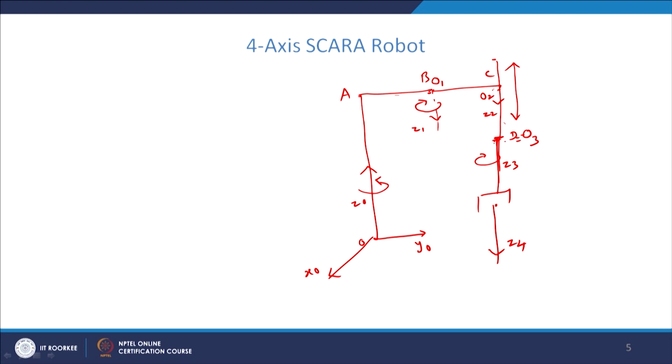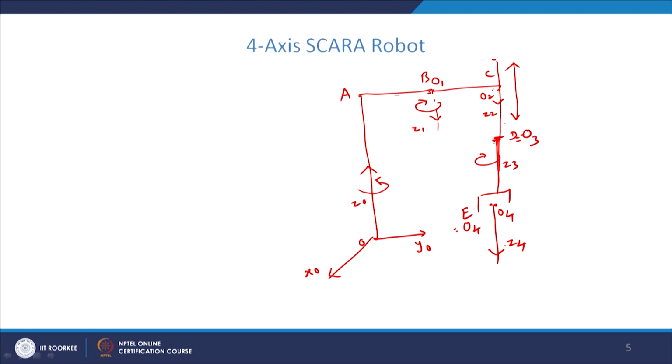Similarly, Z3 and Z4 are in the same direction. We can select the point, the end effector point, this is C, D, this is E. The end effector point E as the origin, we call it as O4. So, first we have fixed the origin at each joint here.